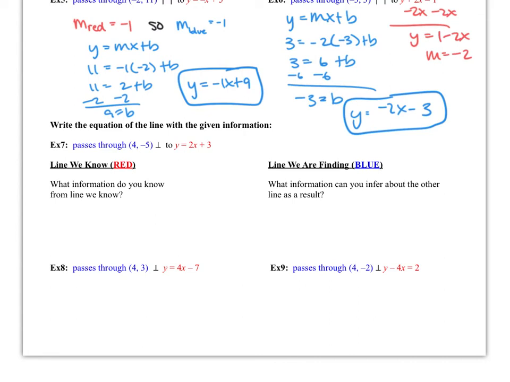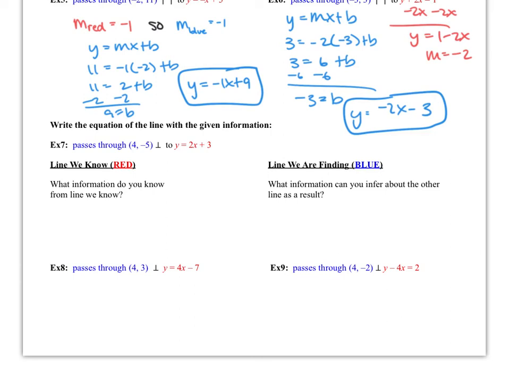Now we're moving on to perpendicular, so a very similar situation, but now their relationship with their slopes won't be that they're the same. They'll have a different relationship. So I still have two lines. I have a blue line that's passing through a point, and that's all I know about it, but I also know it's perpendicular to the red line.